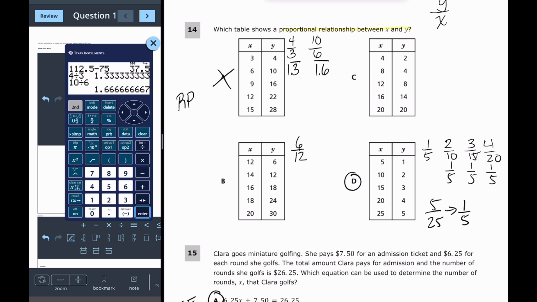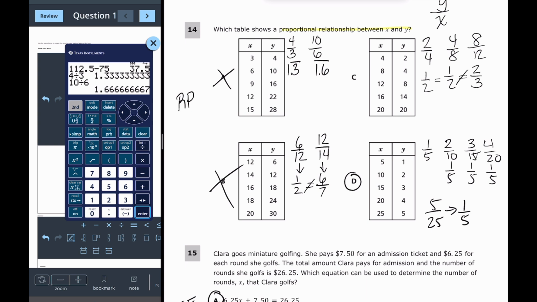When you go to B, we'll do the same thing. We get 6/12, which simplifies to 1/2. And the second one, you get 12/14. No, that simplifies to 6/7. These are not equal to each other, so B is crossed out. We'll go to C, you get 2/4. And next you have 4/8. So far so good, they both simplify to 1/2. And then you get 8/12, and nope, that one simplifies to 2/3. So that's not true. So there you have it.